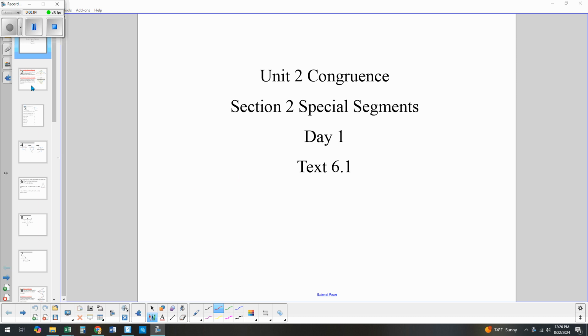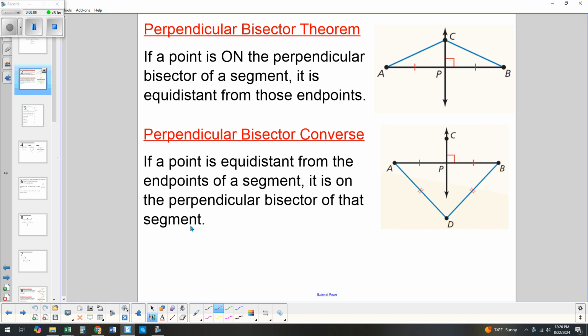Lesson 6.1. We're going to talk about angle bisectors and perpendicular bisectors. A perpendicular bisector by definition is perpendicular and it cuts the segment in half. So we're talking about the perpendicular bisector of a segment, like going through point P here. Line CP would be the perpendicular bisector because it is perpendicular to AB and it breaks AB in half.